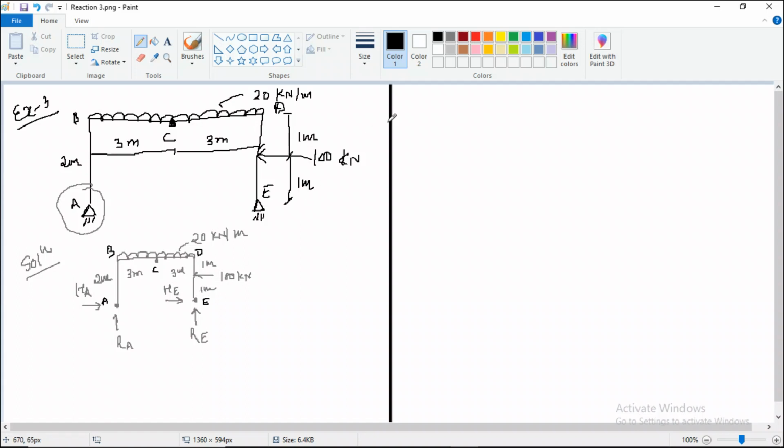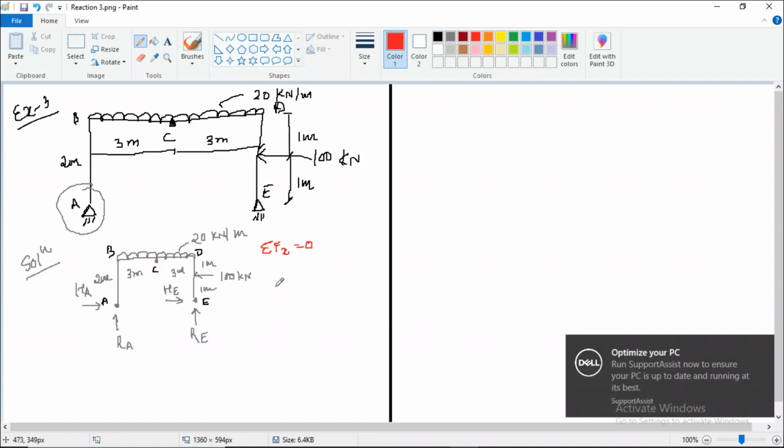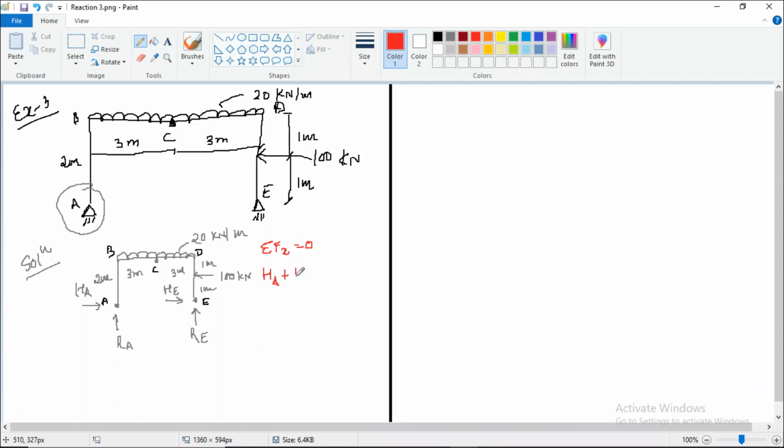Once you are done with this, then we need to apply the static equilibrium condition. So summation of Fx is equal to 0. This is the first condition that we will always apply. As you can see, there are 2 horizontal forces in your free body diagram, both in the same direction. So Ha plus He will be equal to 100. There is one more force which is acting opposite to that. So here you will get one equation. Let us say this is equation number 1.